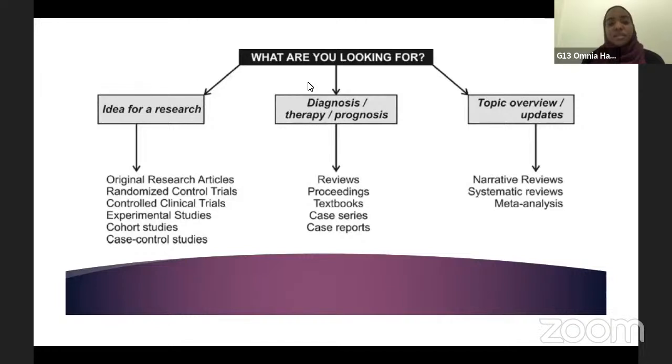So this is the schematic to decide which article to choose. The reader needs to decide what he is looking for. If we're looking for an idea for research, we look for original research, RCTs, controlled clinical trials, experimental studies, cohort, and case-control studies. If we are looking to solve a diagnostic dilemma, we look at reviews, proceedings, textbooks, case series, case reports. If we want to review a topic for updates, we look at systematic reviews, meta-analyses, and narrative reviews.